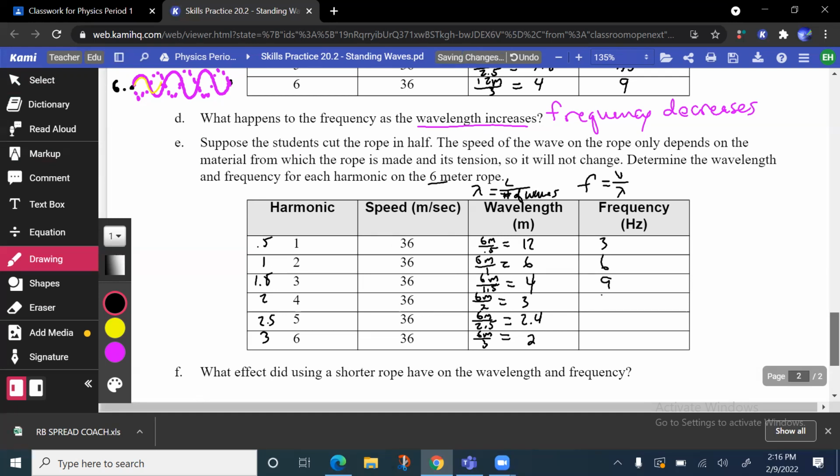36 divided by 3 would be 12 hertz. 36 divided by 2.4 would be 15 hertz. 36 divided by 2 would be 18 hertz. You can see that each frequency is getting bigger by 3 hertz, meaning each frequency is a multiple of the original. All harmonics this time are now a multiple of 3 hertz. So as the length of the rope is cut in half, the fundamental frequency and thus all the harmonic frequencies doubled.